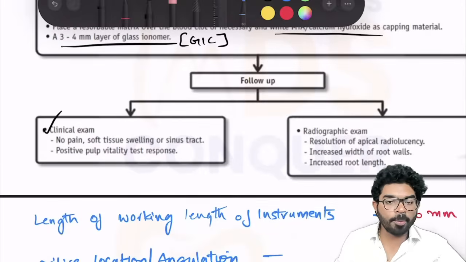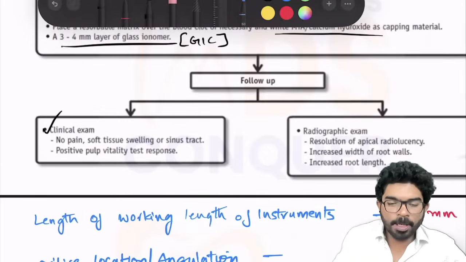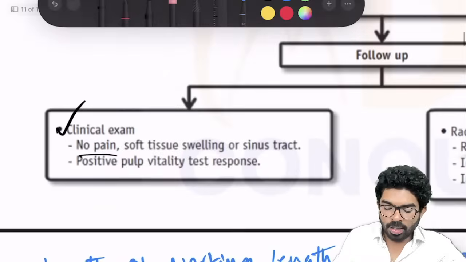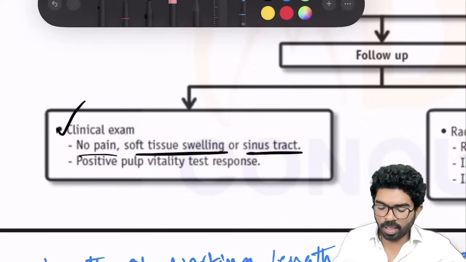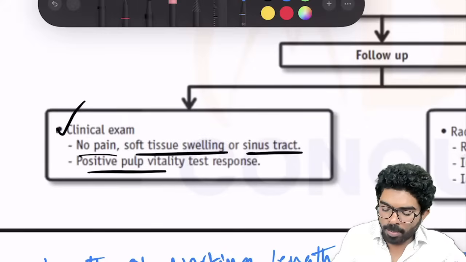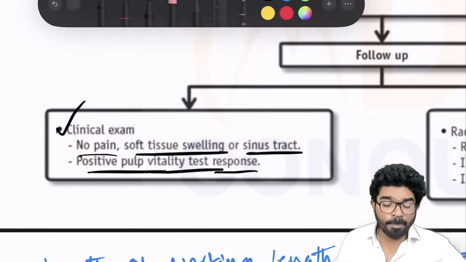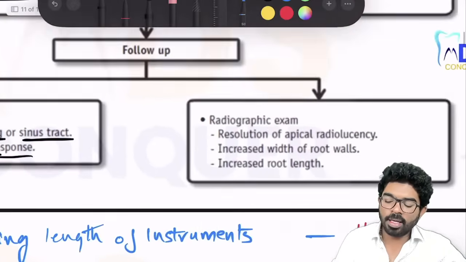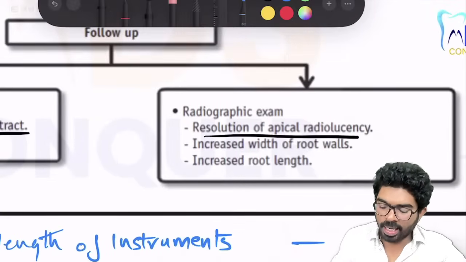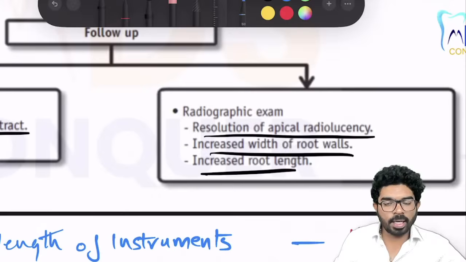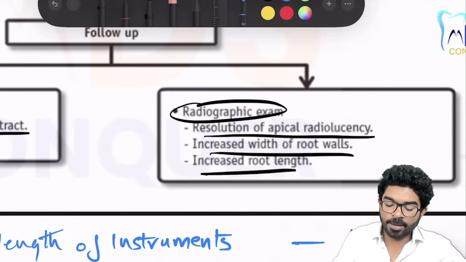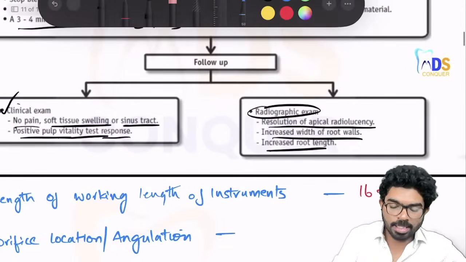Clinically, in the follow-up, I don't expect the patient to have pain, or if any swellings are there, they should resolve, or if any sinus openings are there, they should resolve. And a positive pulpal response. So I'm expecting a pulp-like tissue to get regenerated, and the pulp vitality to respond clinically. Radiographically, there should be a decrease in the radiolucency, an increase in the width of the root canal walls, and an increase in the length of the root canal. This is what I'm expecting radiographically and clinically.